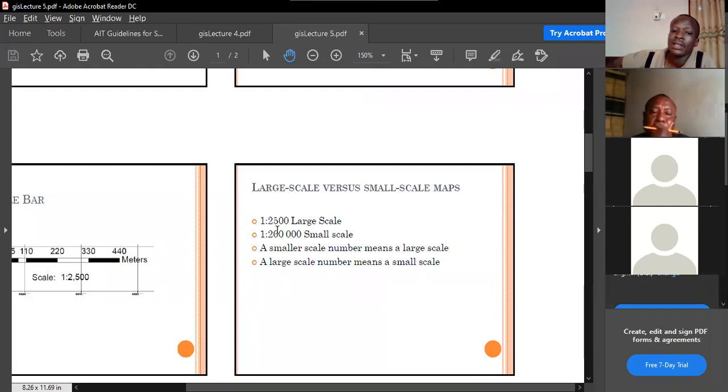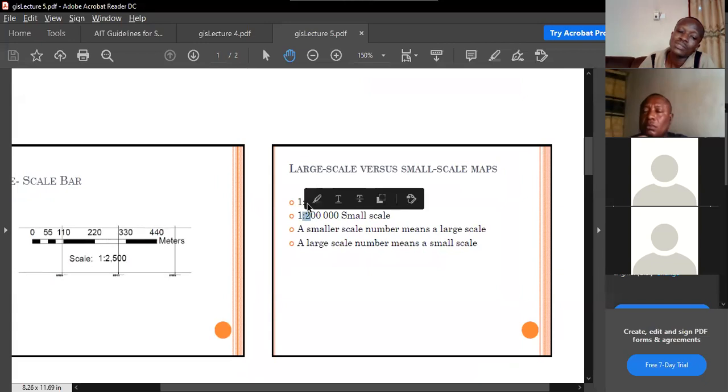The large scale versus small scale, what's the difference? Large scale covers a smaller area. Small scale covers a large area. So we have to take note of that. It's very, very tricky. Is that okay? So a large scale example will be 1:2,500, and then a small scale is 1:200,000.